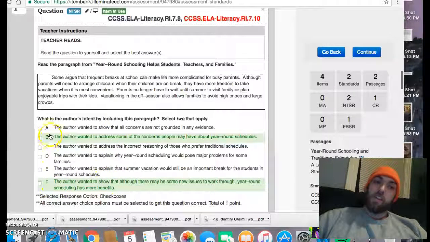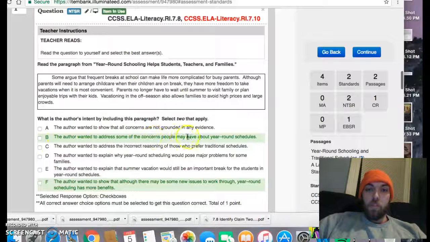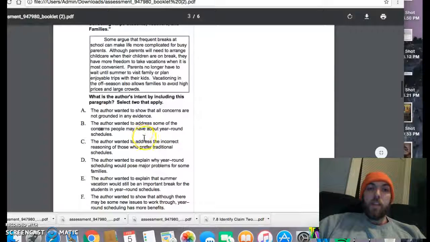I knew F, so I was between C and B. So the author wanted to address some of the concerns people may have about year-round schedules. That does make sense, right? So they're trying to bring up the concerns about the child care, about complicated, busy parents. So they bring it up, and then they do shut it down. So they're trying to bring it up so that they can shut it down. So B and F are correct.